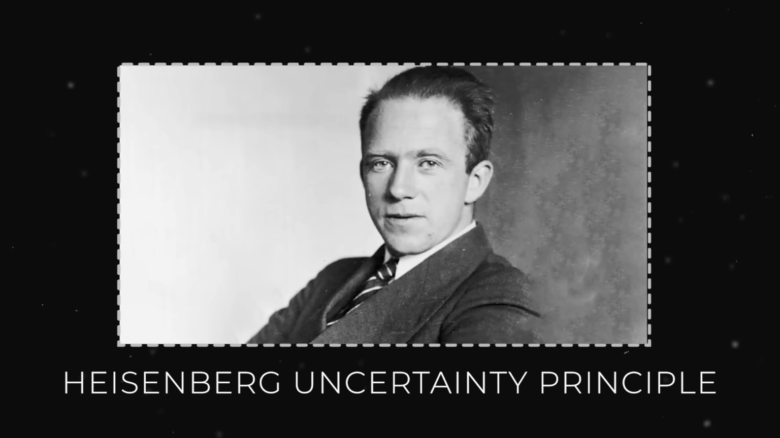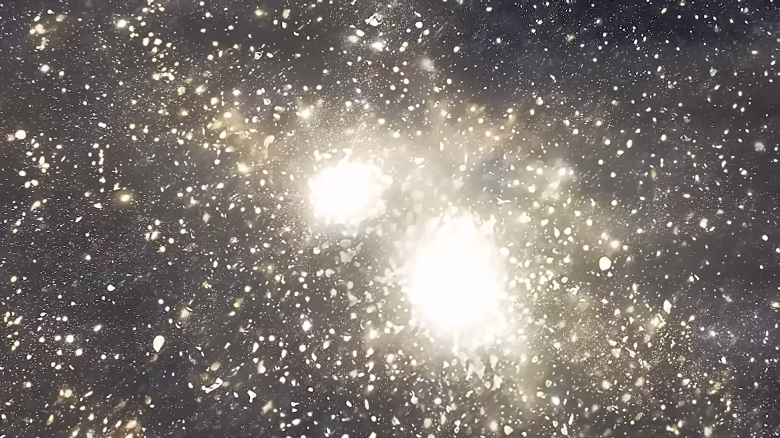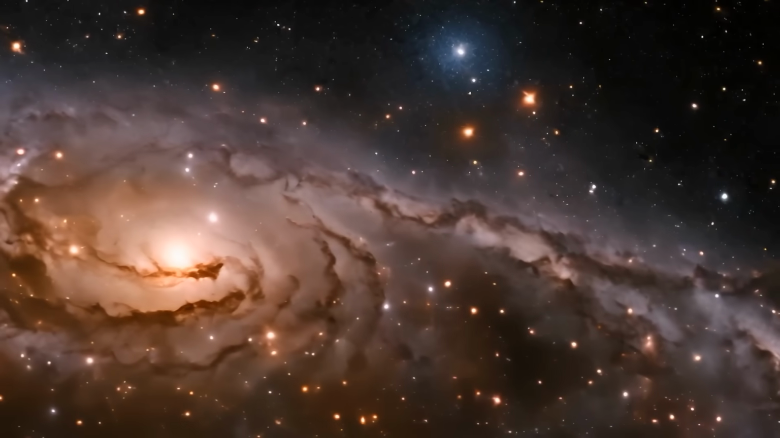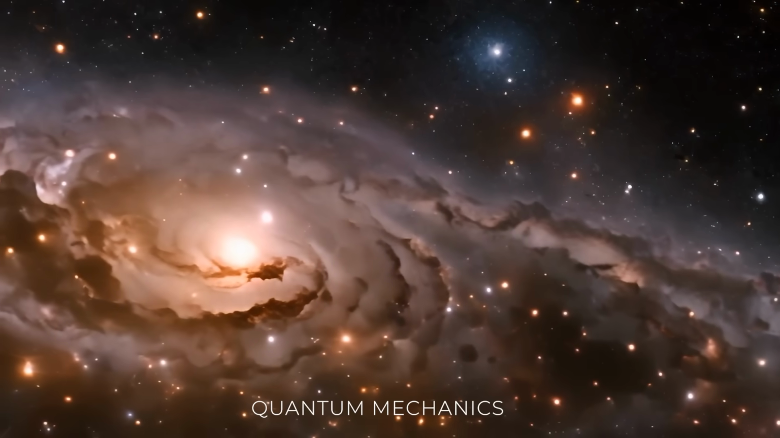It's mind-bending to think that these ripples were random. The Heisenberg uncertainty principle tells us that fluctuations in energy and position are unavoidable in a quantum system. In other words, the birth of the galaxies wasn't orchestrated by some grand design. It was baked into the laws of quantum mechanics.